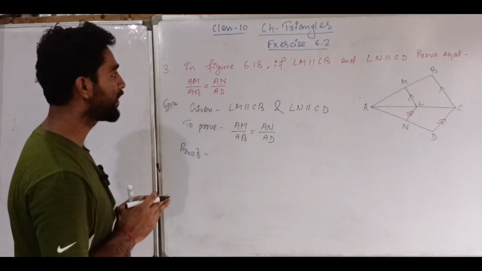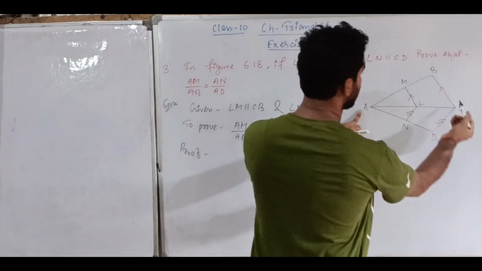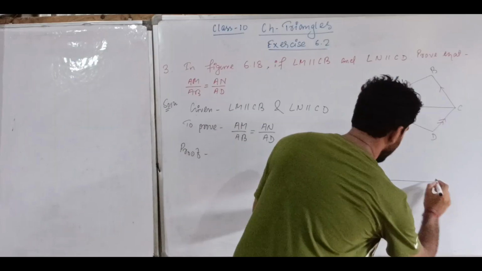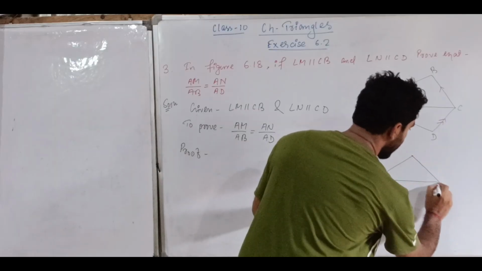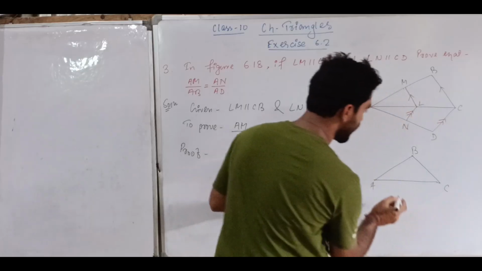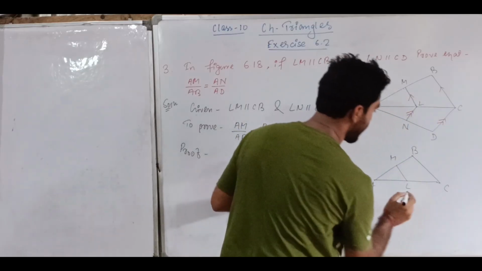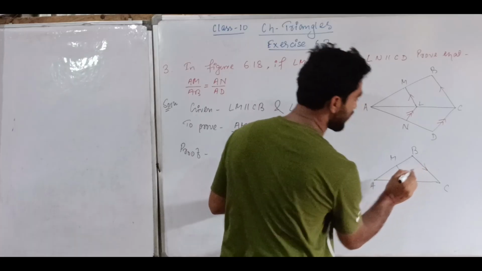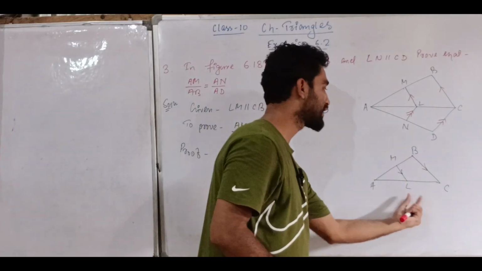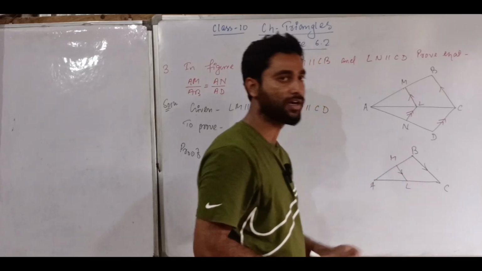So how can we prove this one? Here we can see one triangle, that is the triangle ABC. In this triangle, this LM line is parallel to CB line. So if one triangle is given and parallel lines are given, this parallel line will divide the other two sides in the same ratio.